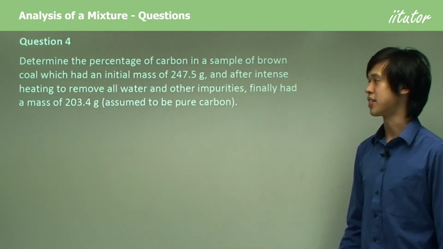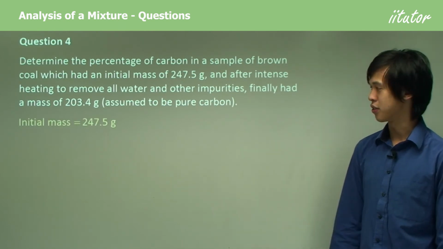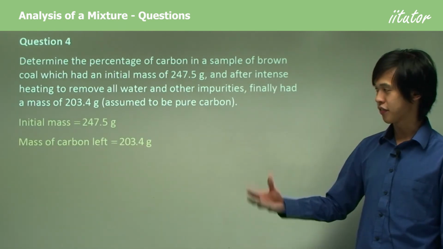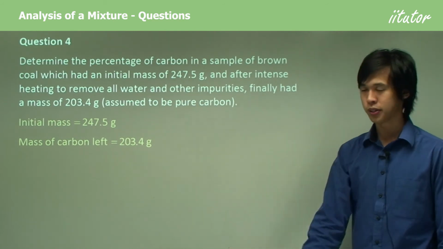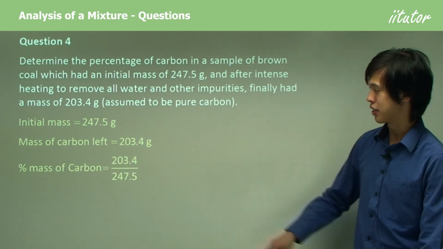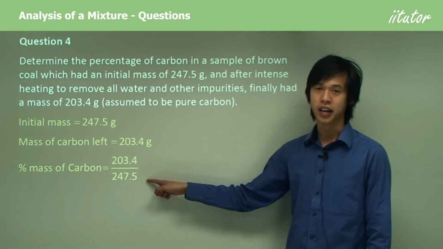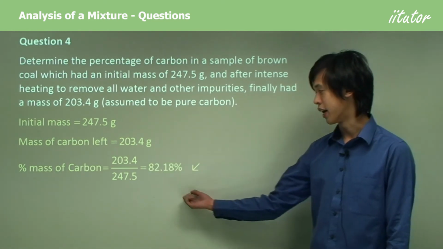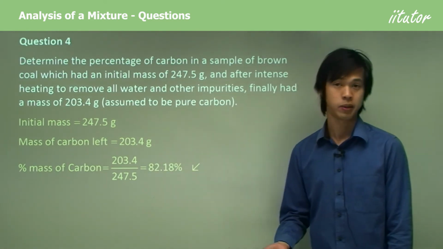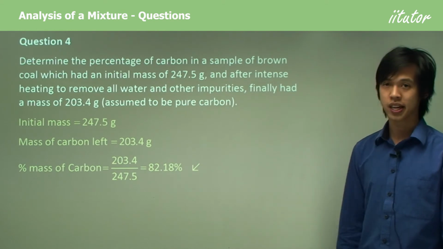So we're looking for the percentage composition. So the initial mass is 247 from the question, and the mass of carbon left over is this, also from the question. So the percentage mass of carbon is simply just the mass of carbon divided by the initial mass. And if we multiply by 100, you'll get 82.18%. So that's how we calculate the percentage mass.